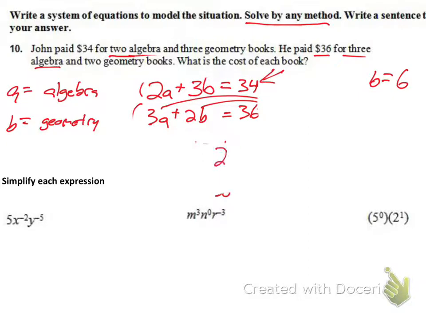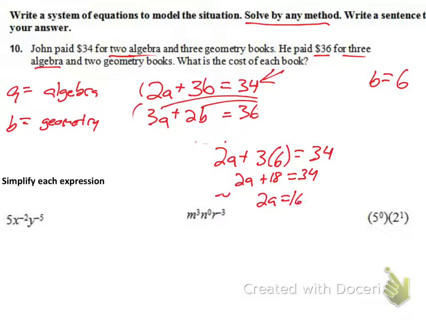So it'd be 2a plus 3 times 6 is equal to 34. So it'd be 2a plus 18 equals 34. I'd subtract from each side, so 34 minus 18 is 16, so 2a is equal to 16, and then divide by 2, so a is equal to 8, so the algebra book is equal to $8.